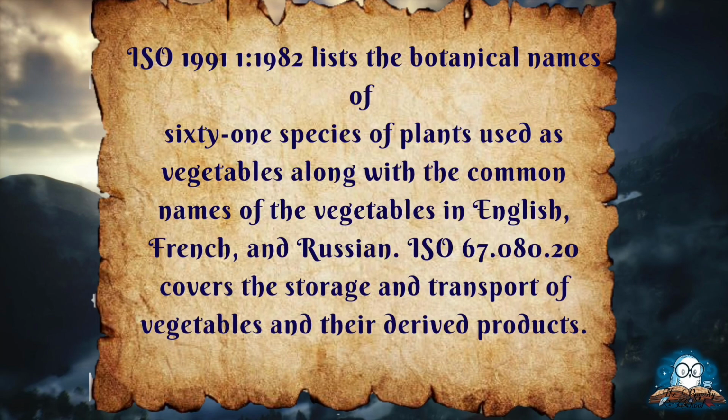ISO 1991-1982 lists the botanical names of 61 species of plants used as vegetables, along with the common names of the vegetables in English, French, and Russian. ISO 67.080.20 covers the storage and transport of vegetables and their derived products.